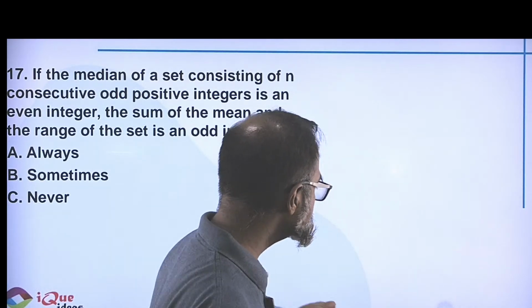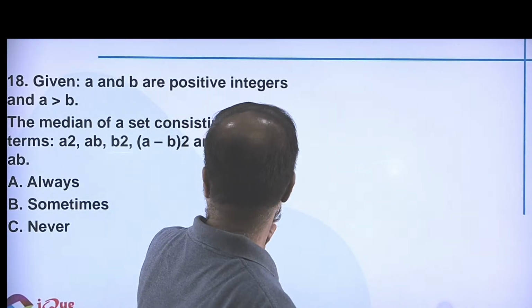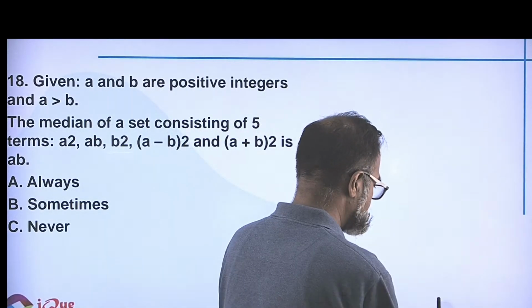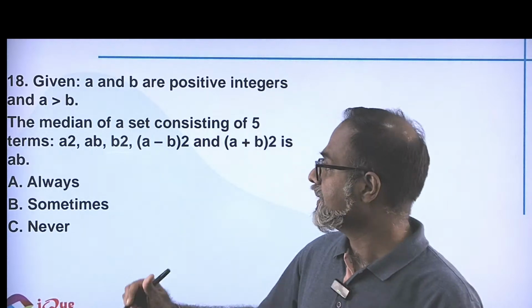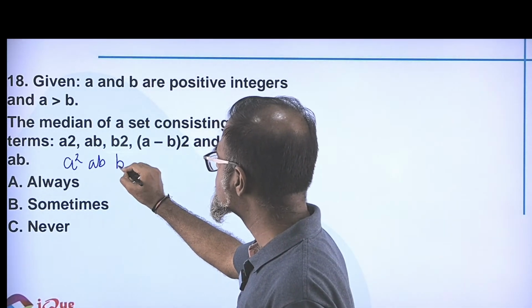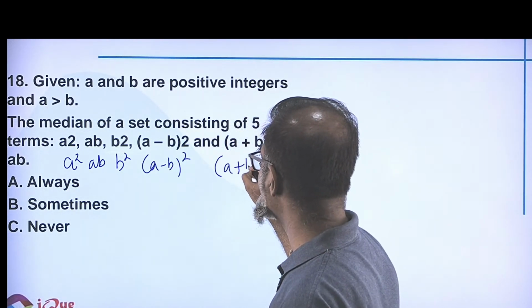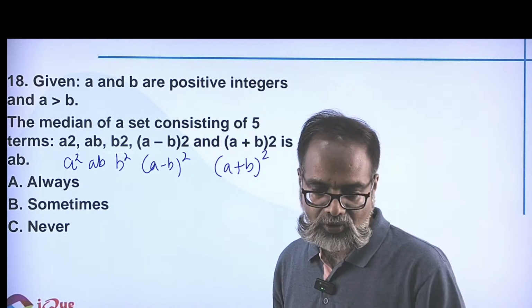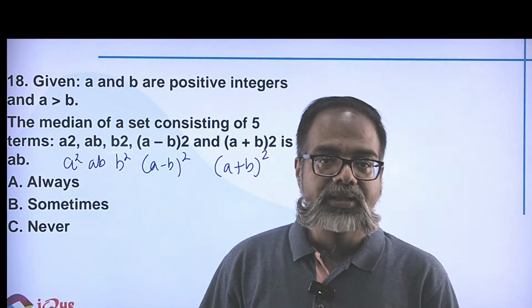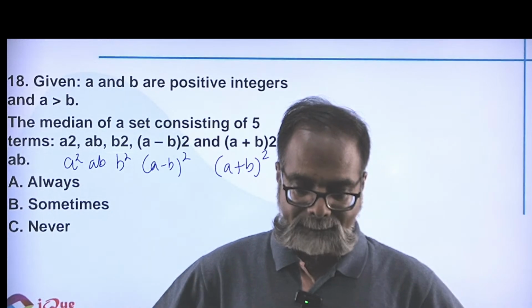Easy. Okay. Now, the notation is a bit wonky here, but remember this is a square, ab, b square, a minus b the whole square and a plus b the whole square. Okay. Now it says that given a and b are positive integers and a is greater than b.